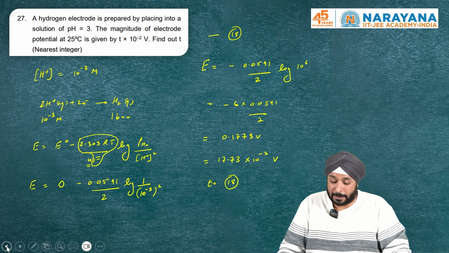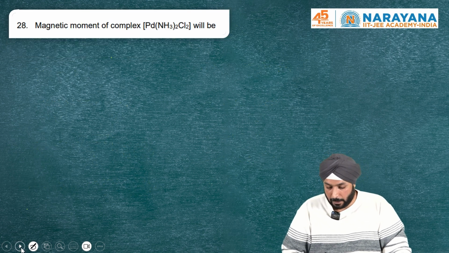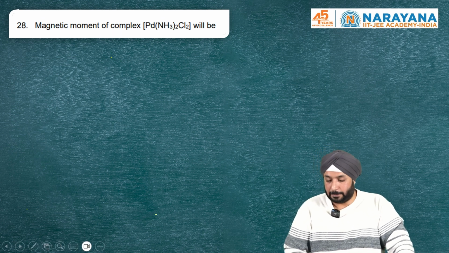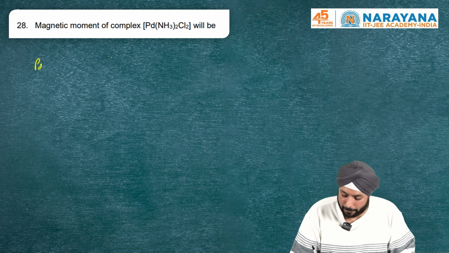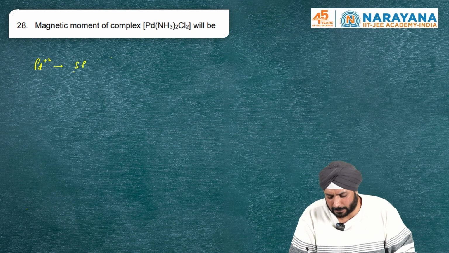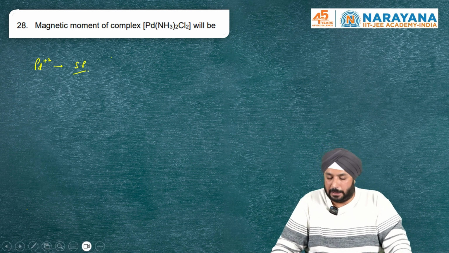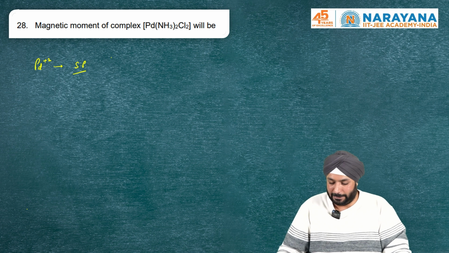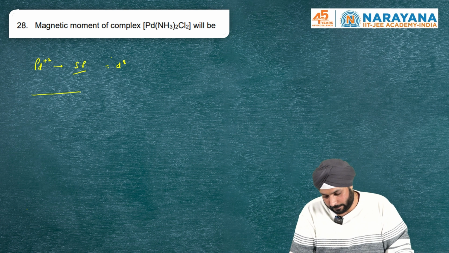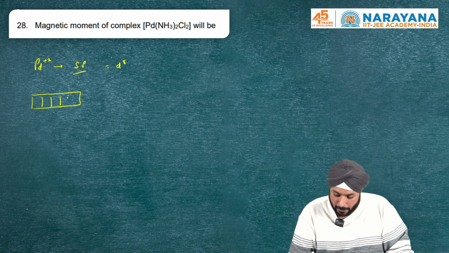So students, we'll start another question, number 28. In question number 28, they have given us a complex, that is of palladium. The oxidation state of palladium is +2. So we know that palladium always forms square planar complexes even with weak field ligands, and the pairing of electrons takes place. The palladium 2 plus electronic configuration is d8. If you check the orbital diagram, all the d8 electrons are filled.